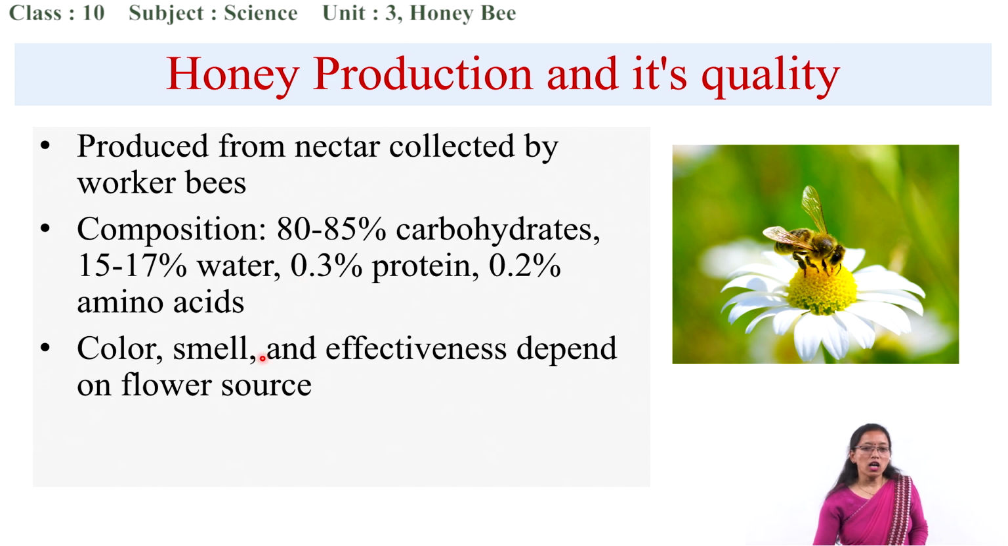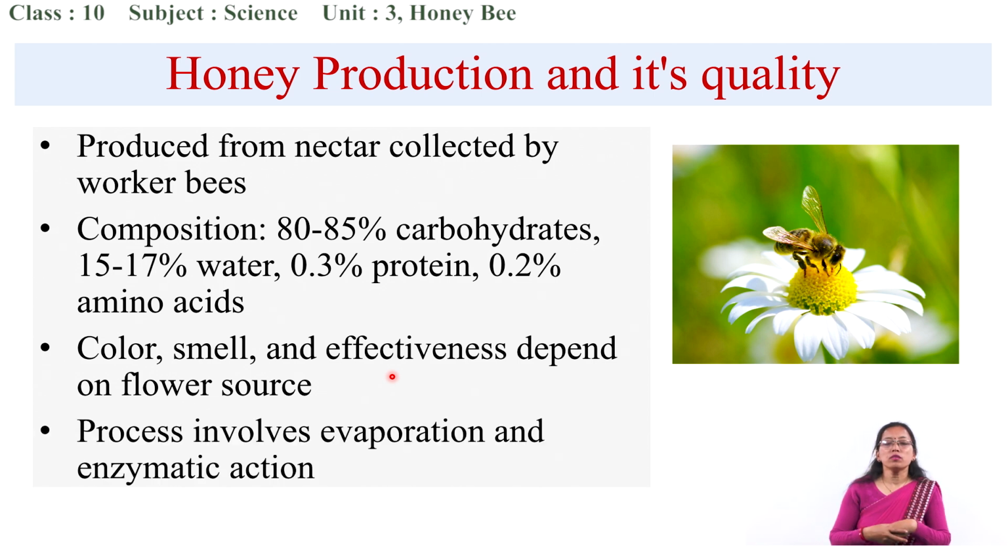And its color, smell and effectiveness depend on the flower source. That means its color, smell and effectiveness depend on which type of flower they are collecting nectar from. Sometimes we feel that honey is very sweet, and sometimes the sweetness is somewhat less, and the color is also different. Sometimes we see clear or colorless honey, sometimes the color of the honey is pale yellow, like that.